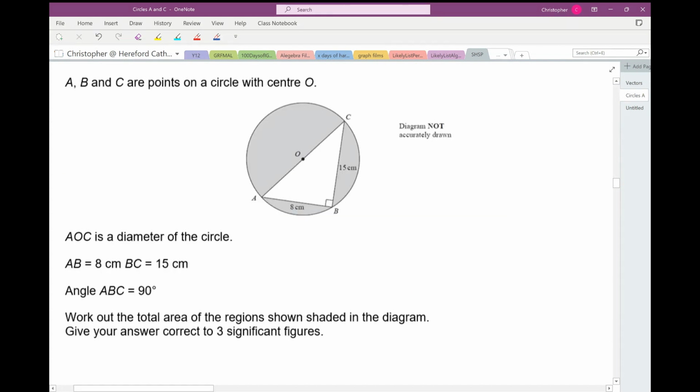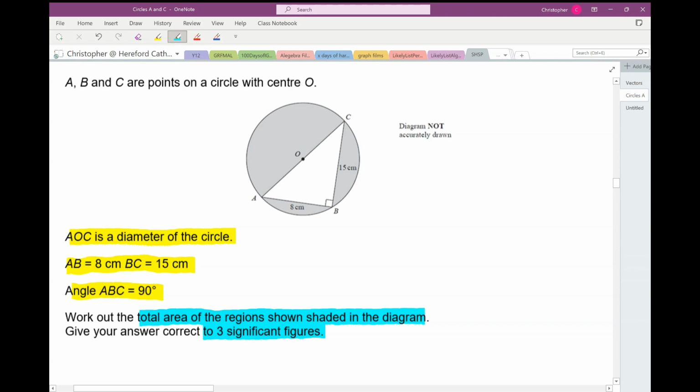Question 5. I've got a circle here, and its diameter is the line AOC, and I've got some measurements and an angle which are shown on the diagram. The question is, work out the total area of the regions which are shaded in the diagram. Give your answer to 3 significant figures.